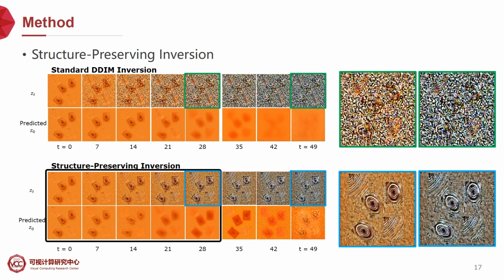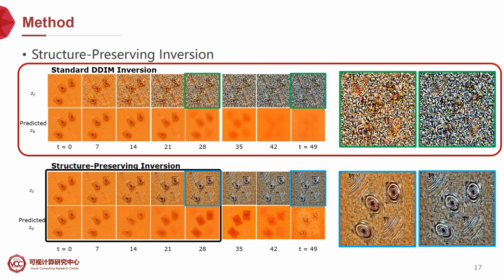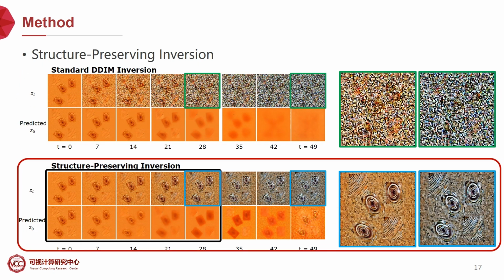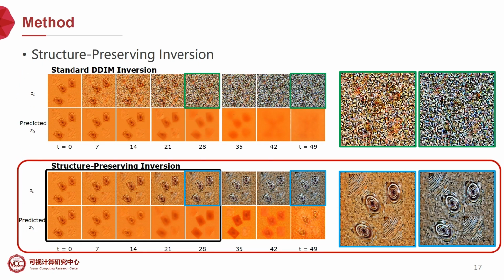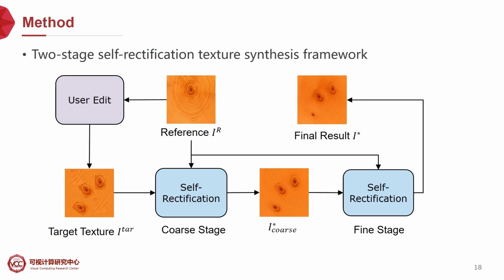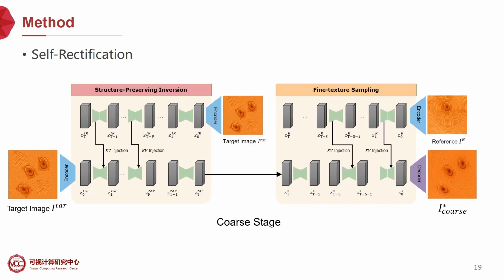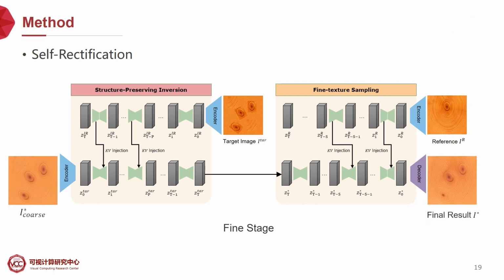Here, we visualize the comparison. From the standard DDIM inversion, we can see that the noising process smooths out the prominent structures of the target image, whereas in our structure-preserving inversion, the layout from user editing is well preserved after the inversion process. So, this is the whole process of our self-rectification module. In our framework, we run it twice. The output of the first stage, i.e., the coarse stage, is used as the input of the fine stage.